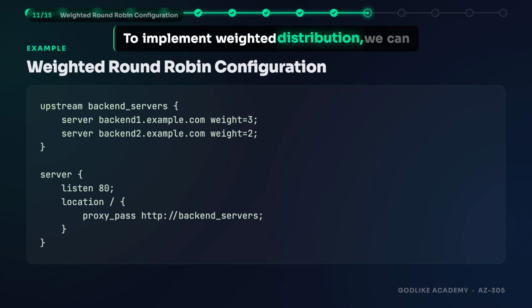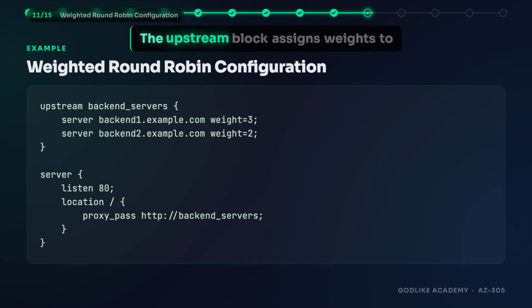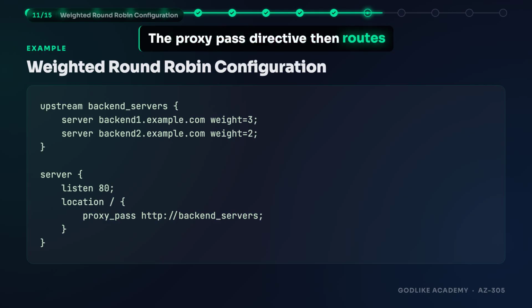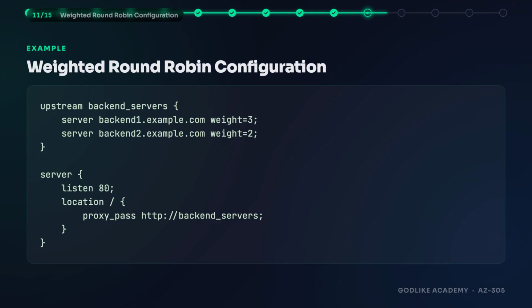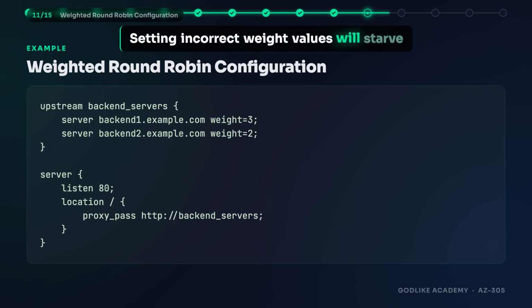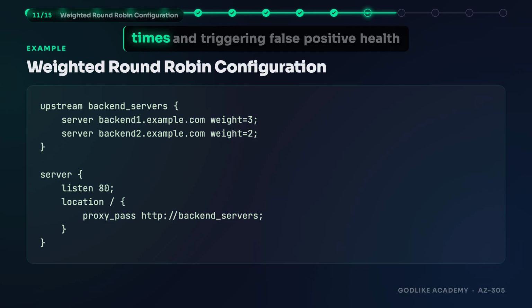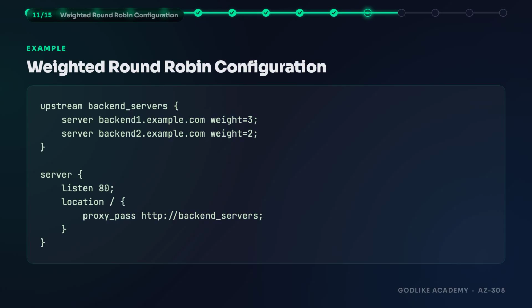To implement weighted distribution, we can configure a load balancer using Nginx. The upstream block assigns weights to backend servers, sending more traffic to powerful instances and less to smaller ones. The proxy pass directive then routes requests to this weighted pool, ensuring efficient load distribution. Setting incorrect weight values will starve lower capacity VMs of resources while overloading primary nodes, causing uneven response times and triggering false positive health check failures across your deployment tier.